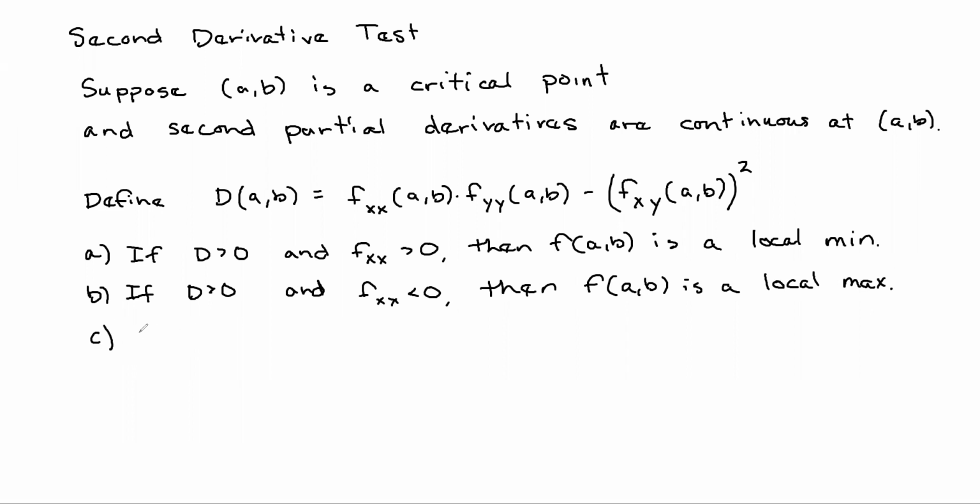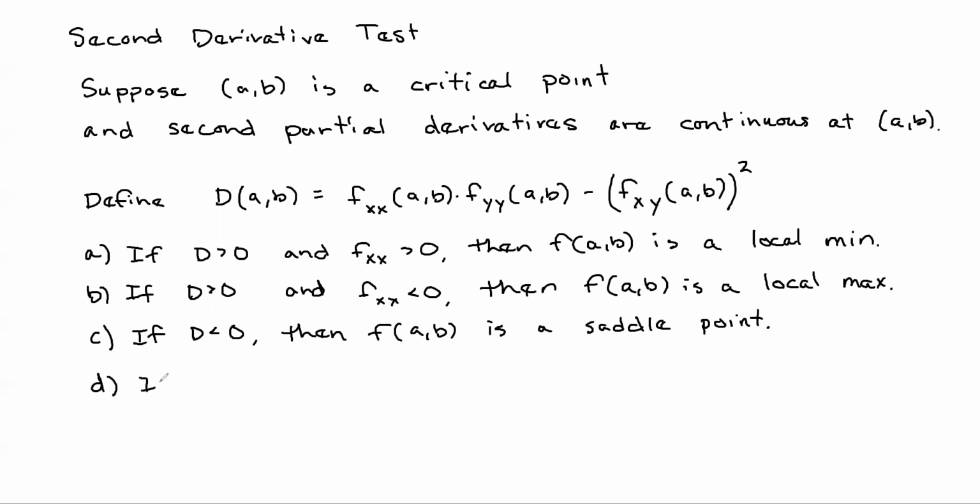And then C, if D is less than 0, then f(a, b) is a saddle point. And then D, if capital D equals 0, then the test is inconclusive.